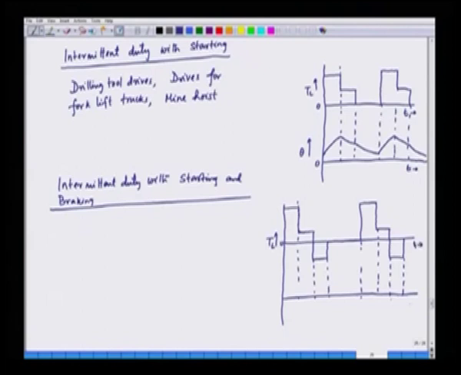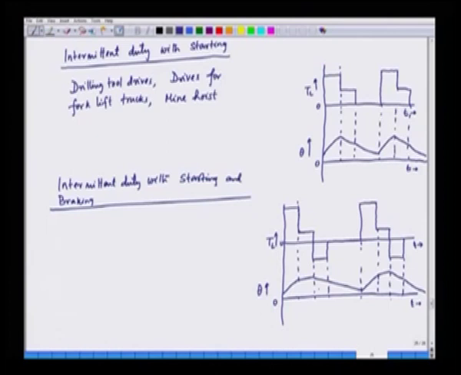T is on the x axis, the time, theta here on the y axis. During the starting it takes a large current, so the temperature rises, and in the running condition it rises, but very slowly. Then the braking may not be as high as running, so it slows down a little bit, and finally when it stops or is switched off, it cools down. So, this is starting, running, braking and then finally rest. This is the temperature rise.